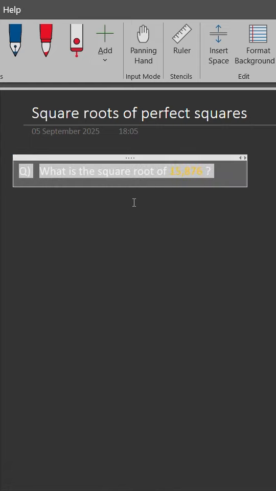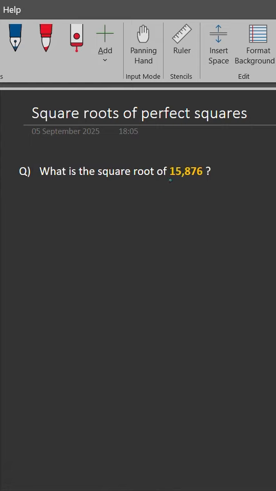Let me ask you a question. How do you find the square root of a number like 15,876? That's a big number, right? So a better question would be, how do you find the square root of any number in general? Here's a trick that will help you find the square root of perfect squares very quickly.